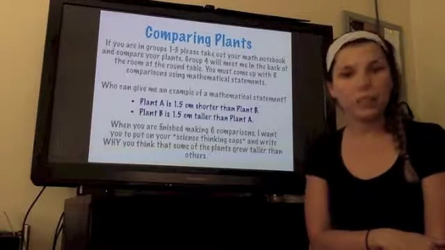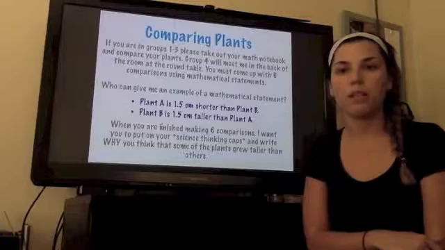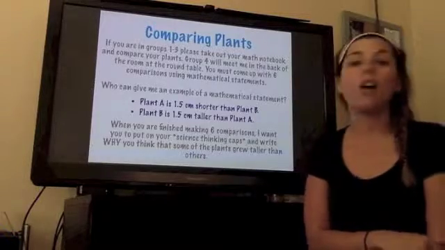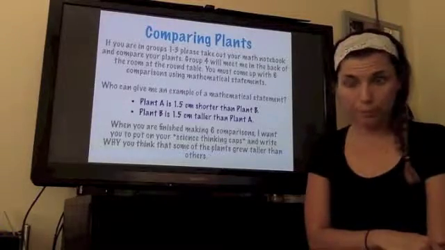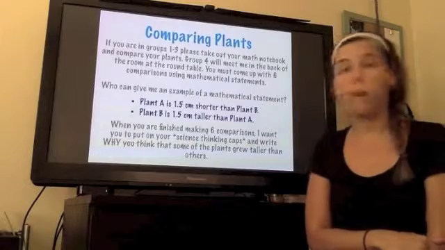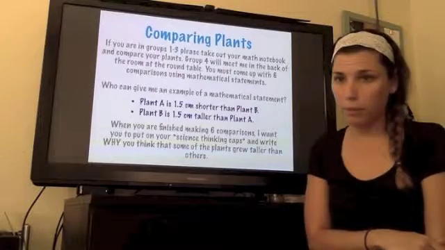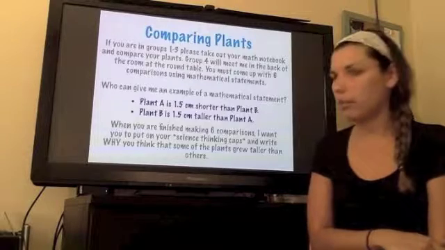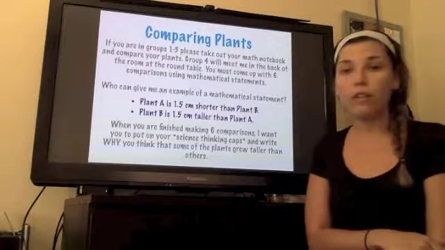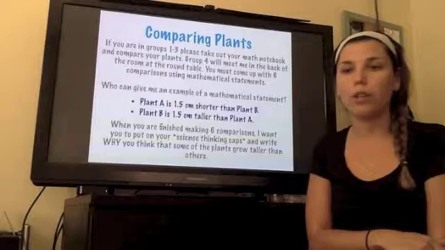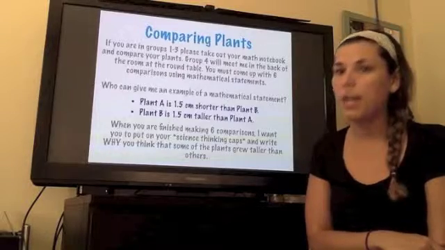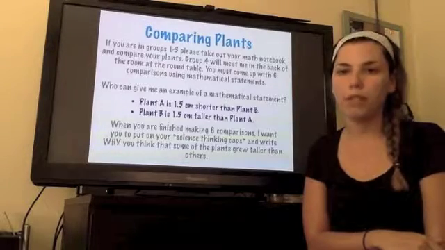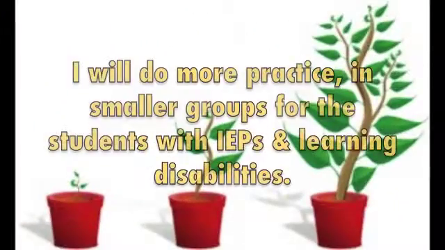You must come up with 6 comparisons using mathematical statements. Who can give me an example of a mathematical statement? Plant A is 1.5 centimeters shorter than plant B. Plant B is 1.5 centimeters taller than plant A. When you are finished making 6 comparisons, I want you to put on your science thinking caps and write why you think that some plants grew taller than others.